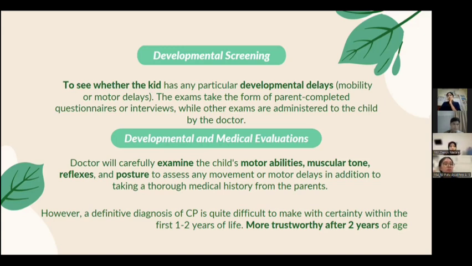So the third will be developmental and medical evaluation. The doctor will carefully examine the child's motor abilities, muscular tone, reflexes, and posture, such as any movement or motor delays, in addition to taking a thorough medical history from the parents. However, a definitive diagnosis of CP is quite difficult to make with certainty within the first 1 to 2 years of life, and more trustworthy after 2 years of age.